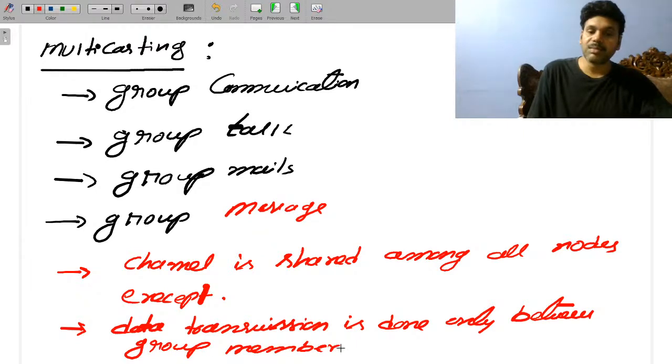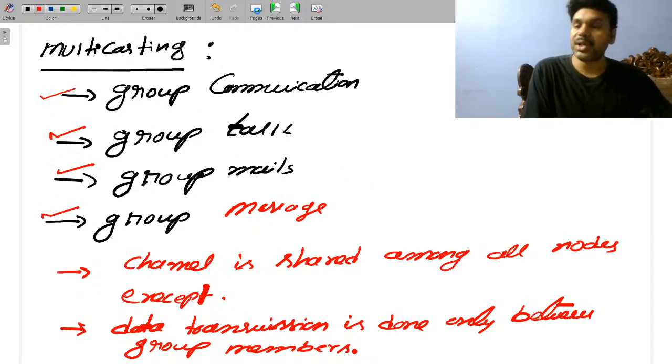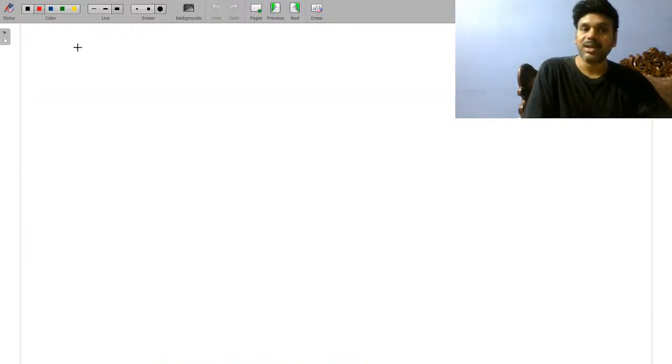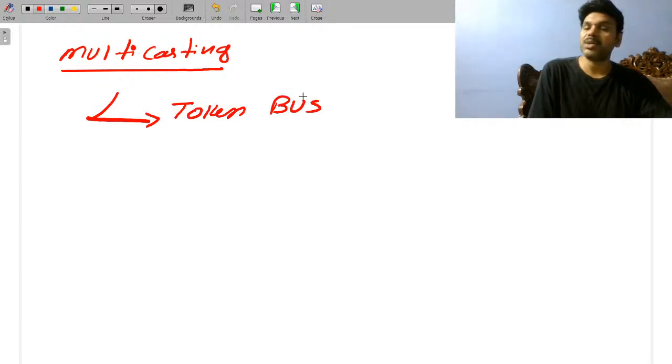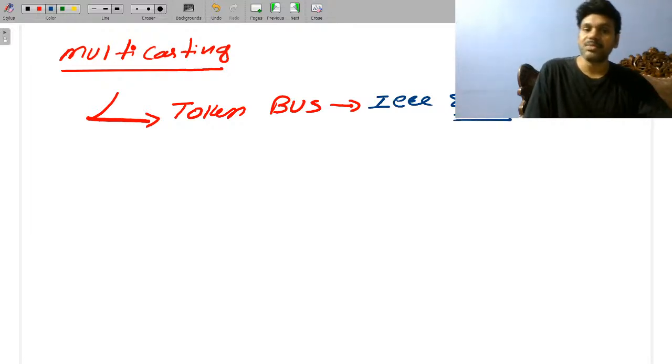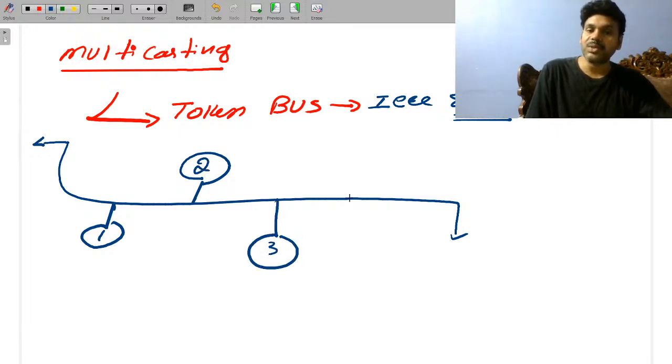Well, friends, what is a real-time example of this? Those I mentioned are all real-time examples. Apart from that, if you ask me for a computer network related real-time example of multicasting, that is the token bus system. What is a token bus, friends? It is the IEEE 802.4 token bus standard, where also a long channel is shared by several nodes, no doubt. So it is one flavor of broadcasting only. There are different nodes connected to this.